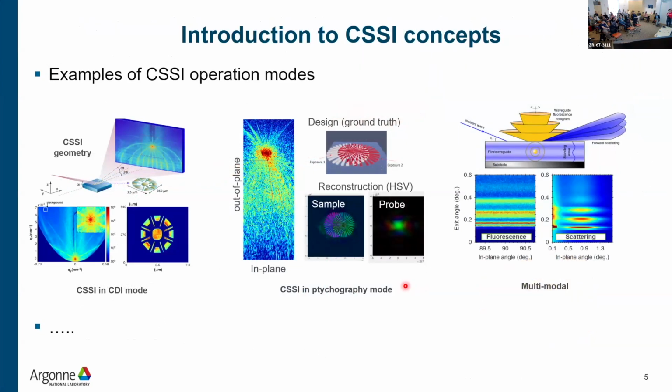But anyway, in addition to the CDI scheme, you can also do CSSI in other modes. For example, you can do it in the ptychography mode for extended objects on the surface. You can do tomography too. With a rotated sample, you can get isotropic resolution, and you can do multimodal too. For example, you can combine with holography, or you can do some fluorescence experiment, which we actually did a couple of years back, and there are a lot more possibilities here.